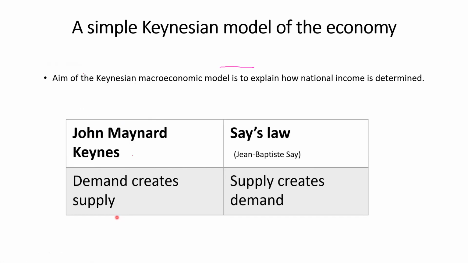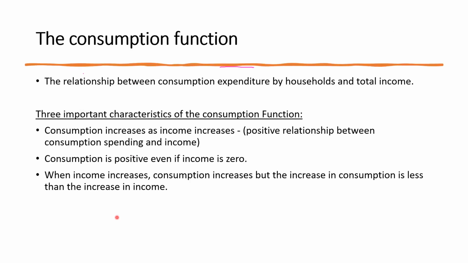So we have a simple Keynesian model, or a two-sector model. That is where we looked at two sectors, which are the households and the firms, right? And we had the consumption function, where the graph looked like this. Right, so this is the consumption function. It basically shows the relationship between consumption expenditure by households and disposable income, right? The consumption function.